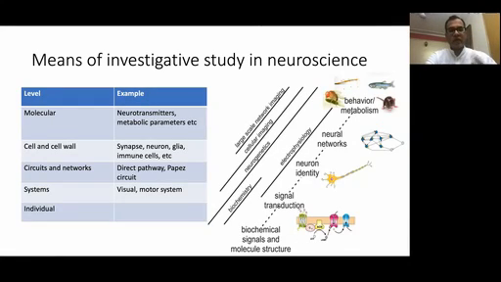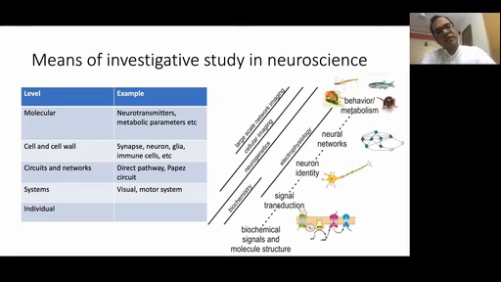Okay, so just a touch on how to do an investigative study in any neuroscience. There are multiple layers. A person who does molecular neuroscience may not know much about clinical or circuit-based neuroscience. So generally, we have multiple layers. You start with molecules in the form of neurotransmitters, metabolic parameters, and cycles, etc.